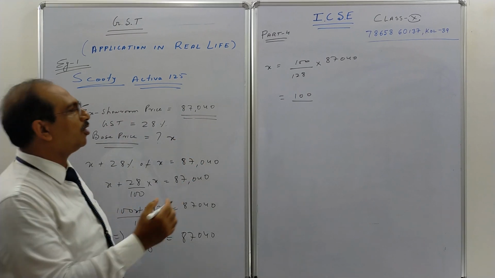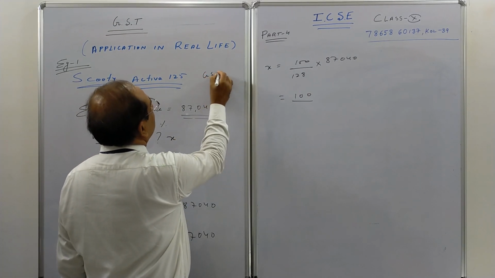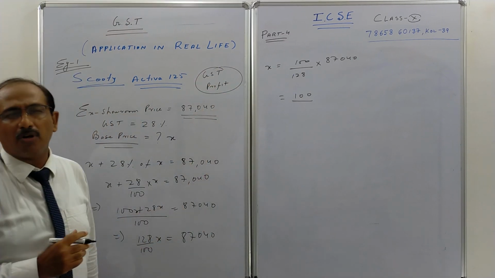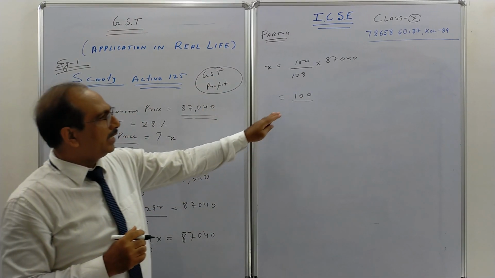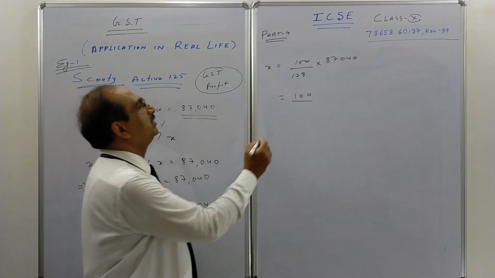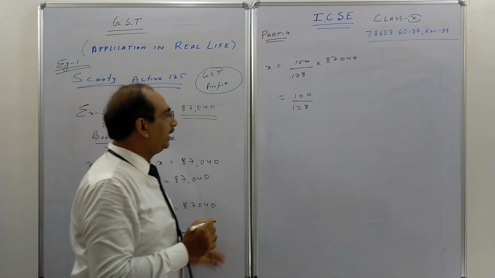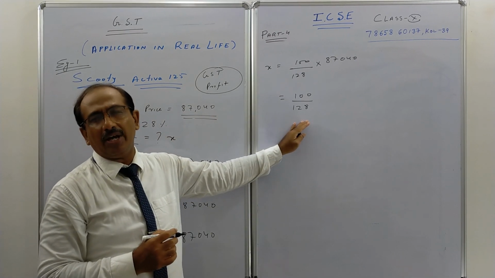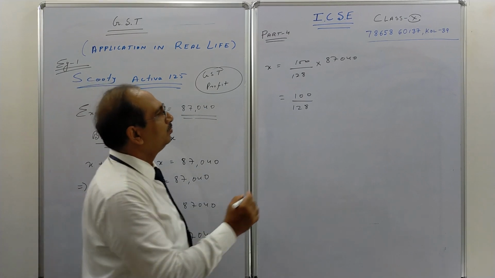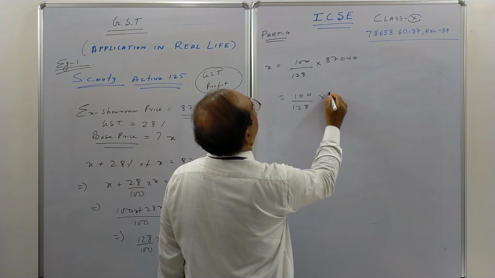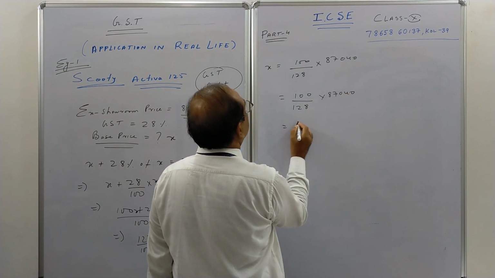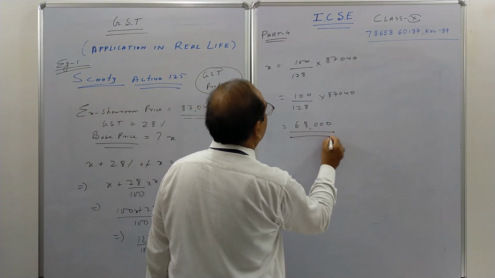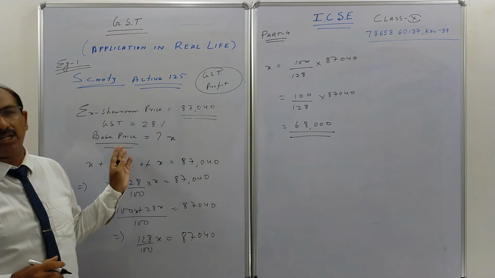GST is like profit, children, remember, if you have done profit and loss nicely. So the 100 price will be less, and for 28% GST, write 128. For 18% GST, write 118. For 5% GST, write 105. Then you multiply, and if you do, you will get 68,000. I hope you know division and multiplication. So this is the price of the Scooty before tax.